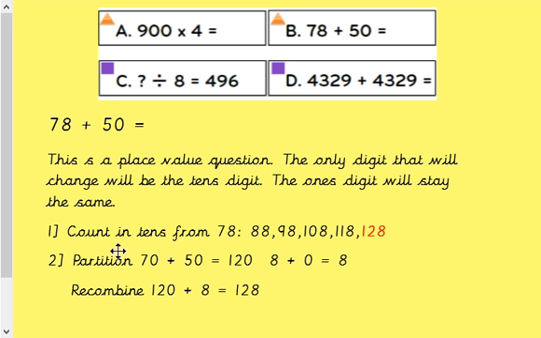Or we could partition it if we wanted to. So we could break 78 up into 70 and 8. And then if I add my tens together, 70 plus 50 is 120. 8 plus 0, because there's nothing in the ones column, is 8. And then I recombine: 120 plus 8 is 128. Either strategy works really well. It's whatever fits best for you.